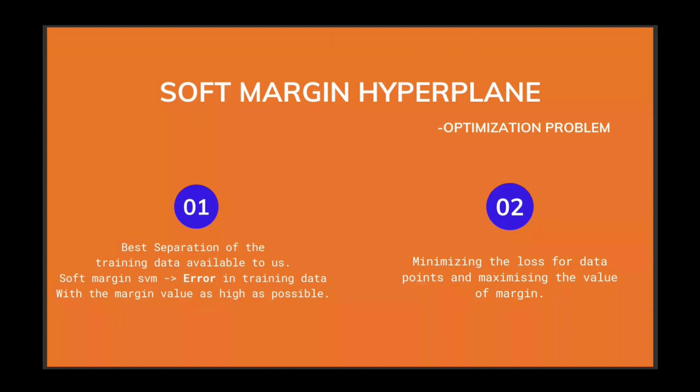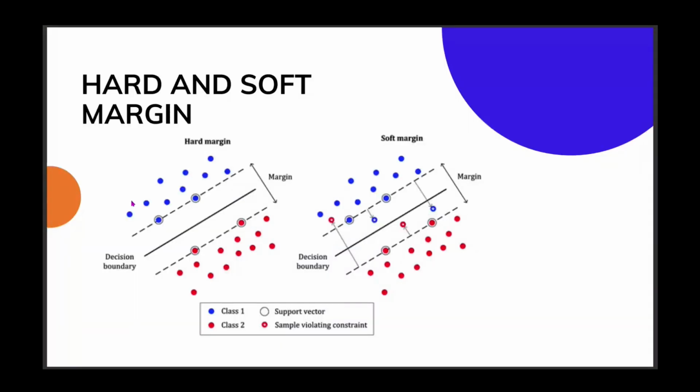Now in this case we can easily show that in the hard margin SVM, you can see that there is no error in the training sample: all the red are either on this margin or below this, and all the blues are always above or on the margin.